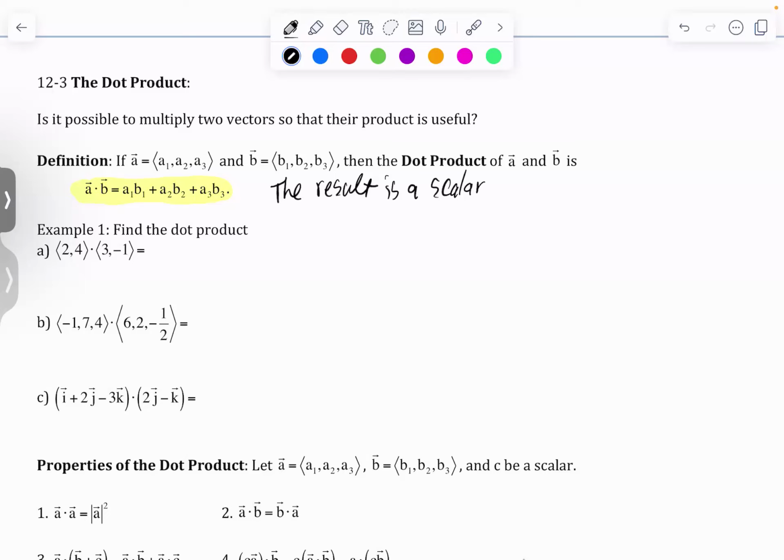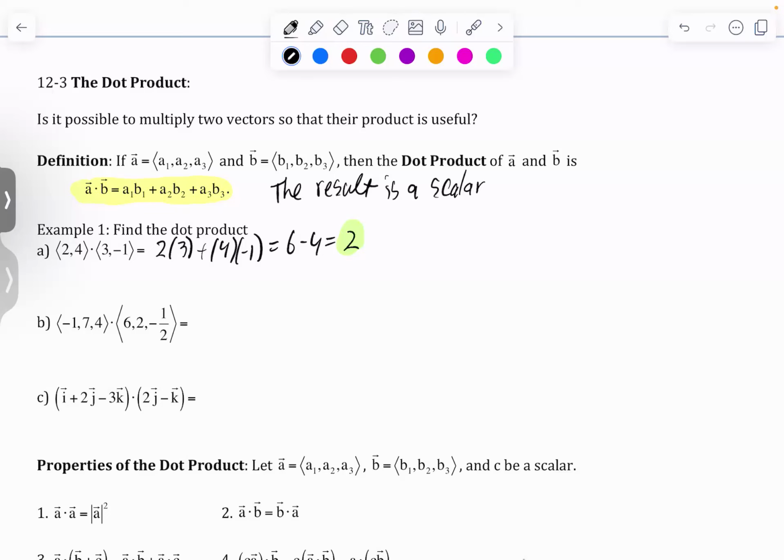So let's go ahead and try this. We'll start with a two-dimensional vector. And this is going to be 2 times 3 plus 4 times -1. That's going to be 6 minus 4, or 2. Now, you might be wondering, what is the physical interpretation of a dot product? There really isn't one. It's just that the dot product kind of comes up quite a bit in a lot of different processes.